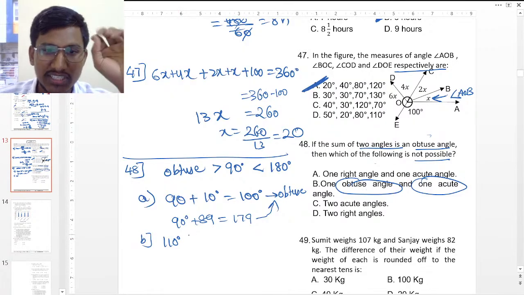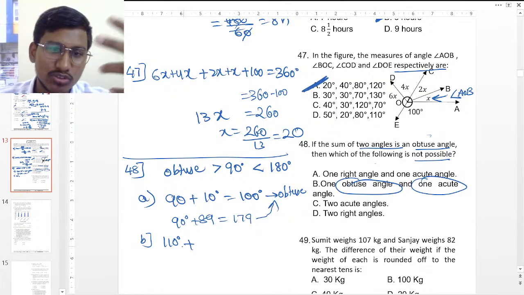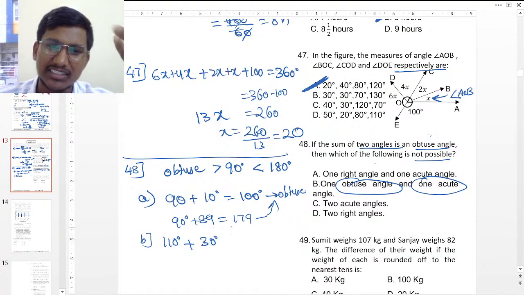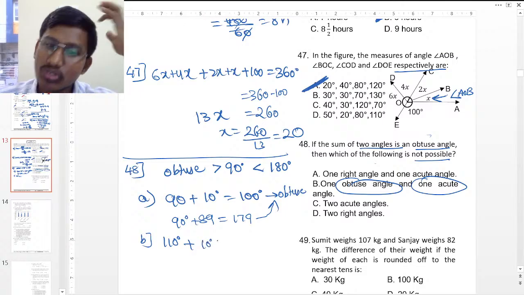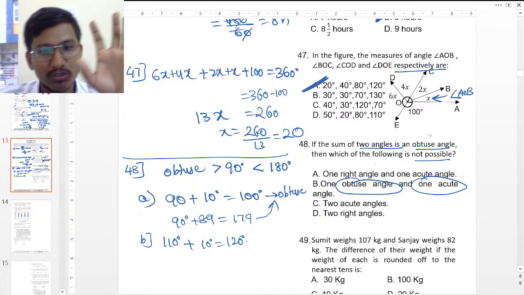So this is the obtuse angle plus one acute angle, how much is it? Let us take 30 degrees or anything. I have taken 10 degrees, you can take even 10 degrees. Okay, so it will be 120 degrees. Yes, it will be obtuse.